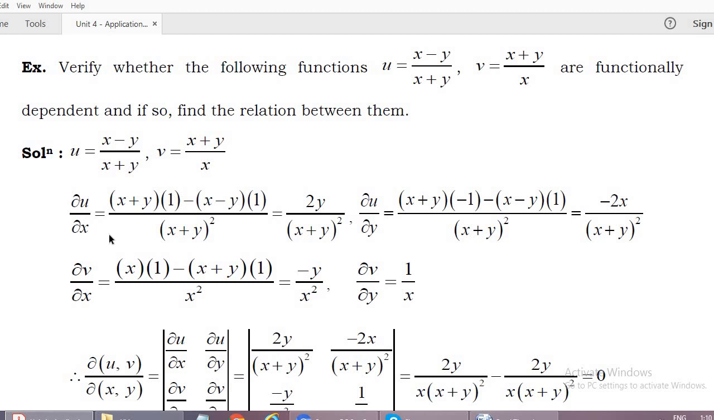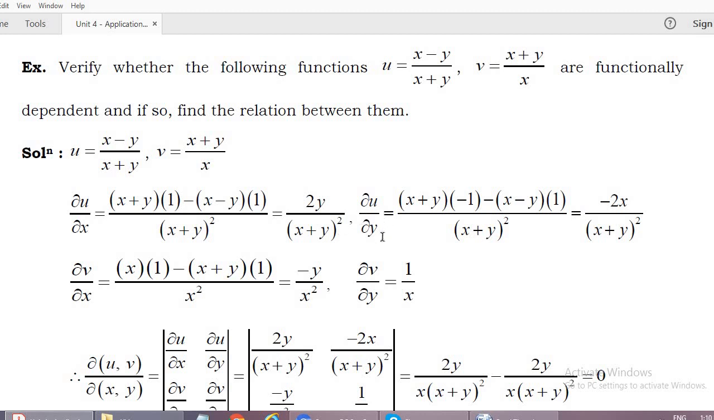Derivative of u partially with respect to x: here both numerator and denominator involve x, so we have to make use of the quotient rule. In denominator (x plus y) square, in numerator (x plus y) into derivative of x minus y partially with respect to x, that is 1, minus (x minus y) into derivative of x plus y with respect to x partially, that is 1. After simplifying, it is 2y upon (x plus y) to the power 2.